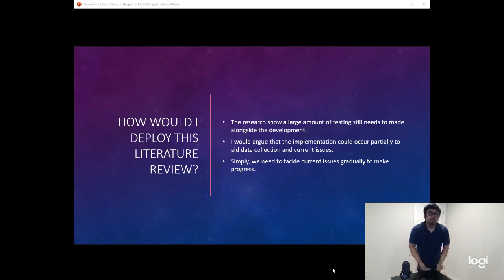So how would I deploy this literature review? I would show that a large amount of testing still needs to be done alongside the development. I would argue that we should implement the top-down model partially in order to aid data collection and deal with some current issues. Simply, we need to tackle current issues gradually and make progress.